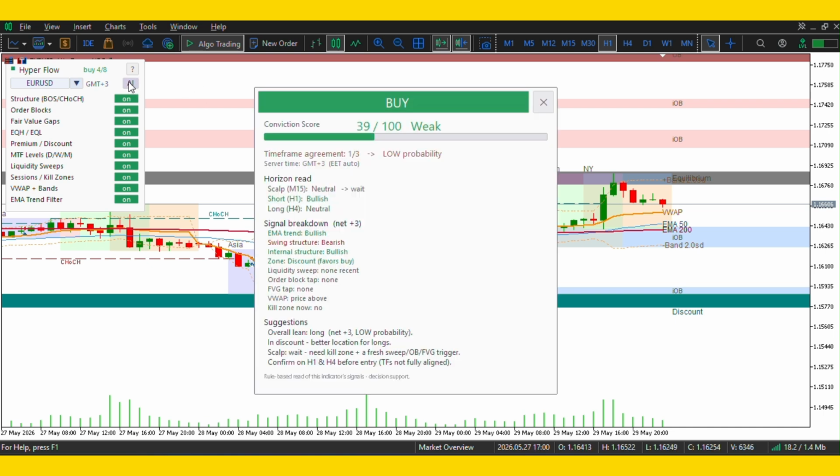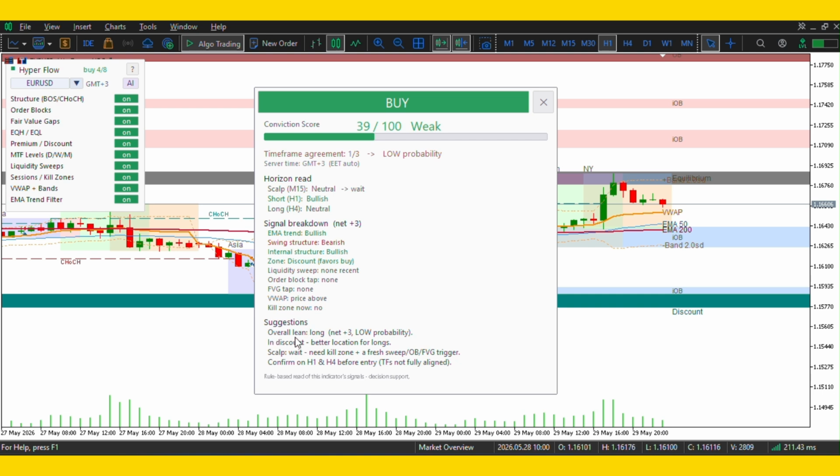Once you click the AI button, it analyzes the current market conditions. The goal is not to predict the future. The goal is to help traders make better decisions. Here on the chart, you can see the probability panel. You can view the probability score and the conviction score out of 100. When both scores align, you get much more clarity than when using random indicators.